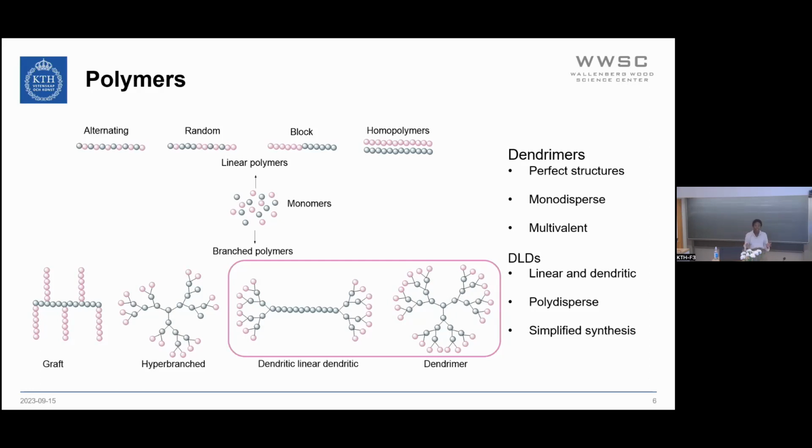The amazing thing about it is multivalency, where it has a high amount of functional groups decorated on the periphery. In comparison to linear polymers, where it's a coil and the functional groups could be intertwined within the coil, here they are actually on the surface, so they're easily accessible. On the other hand, we have DLDs, which contain both the linear polymer and dendritic part. These are polydisperse. So in this project, we use polyethylene glycol, the polydispersed version of it.